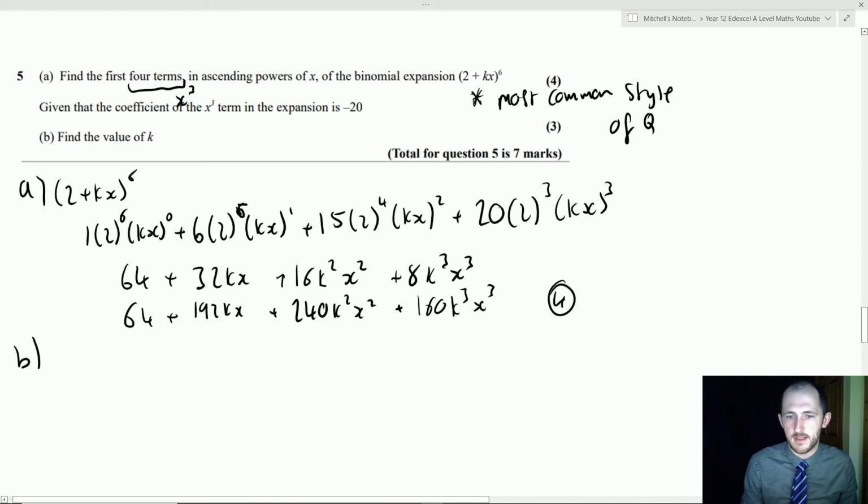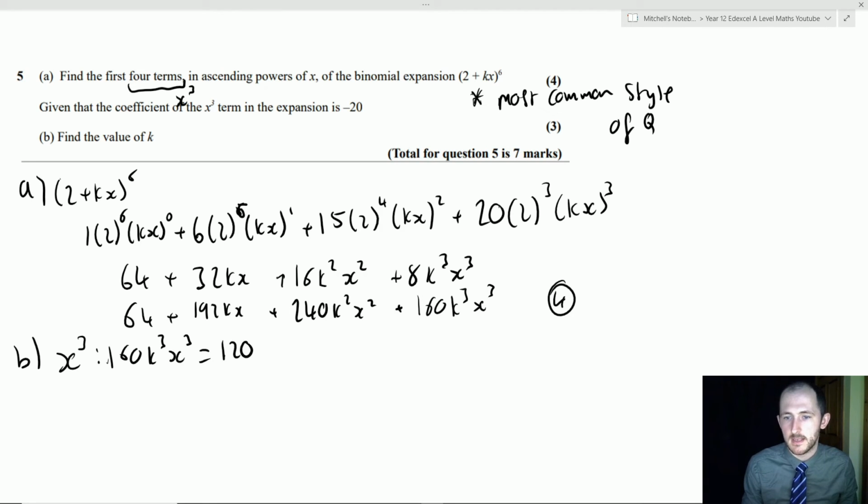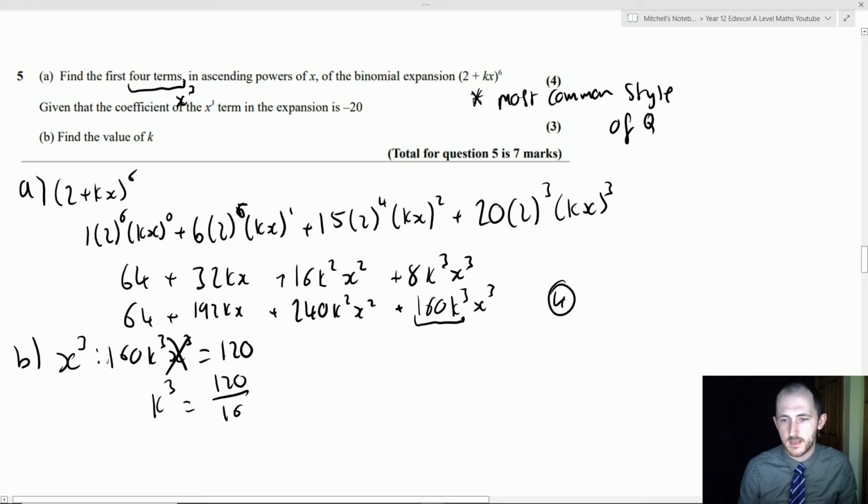So what we have here is, if we look at the x cubed terms, we have 160 k cubed x cubed equals 120. But it says coefficient, so we get rid of x cubed. Coefficient is the number in front of x. So fairly easy. K cubed is just equal to 120 over 160. So k is therefore equal to, so it's actually negative 20, isn't it?